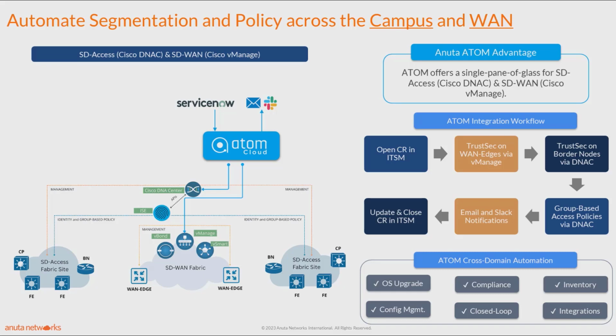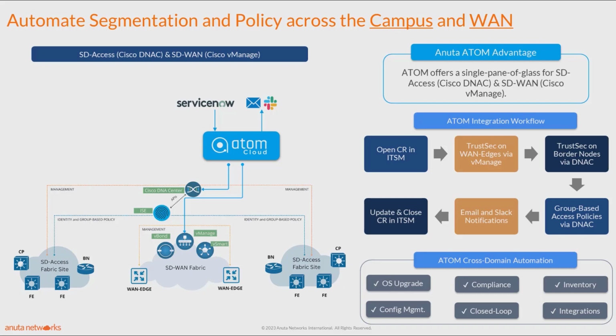Atom can help resolve these challenges by automating the entire process. Once the process request is initiated by the operator, Atom opens a change request in ServiceNow. It integrates with Cisco DNA Center to enable TrustSec config on the SD-Access border nodes. It integrates with Cisco SD-WAN vManage controller to enable TrustSec config on the WAN edge routers. Additionally, Atom can deploy access policies by integrating with Cisco DNA Center. It executes pre- and post-checks and generates differences. It updates the change request and sends WebEx and email notifications at regular intervals.